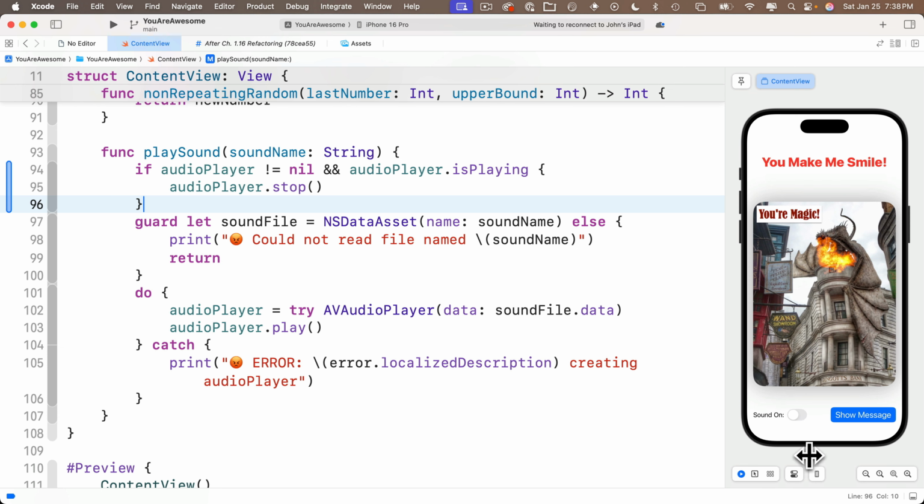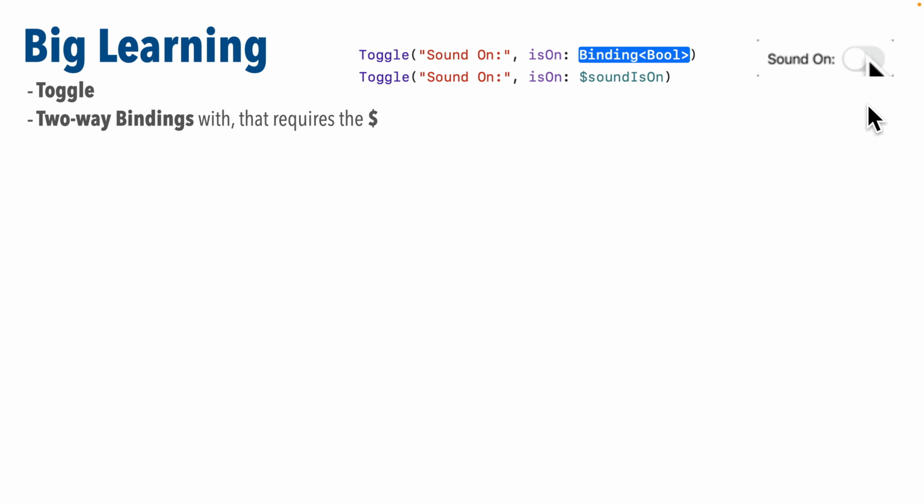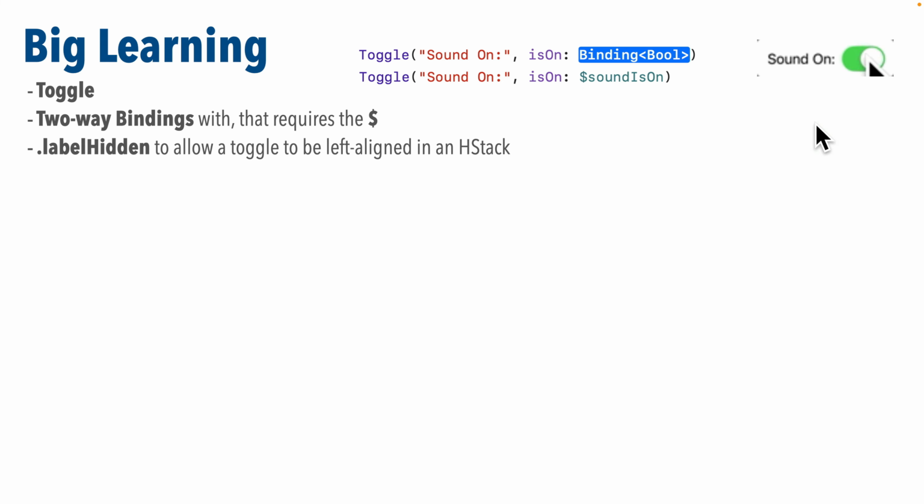I'm cheering for you too. Once again, we had big learning. We learned how to create a toggle view and that interactive views that update themselves and change the state variable require bindings, and that means that we need to include a $ sign out front of the variable name. We also used the labels hidden modifier. That let us put our toggle right next to a text view so that there was no space in between.